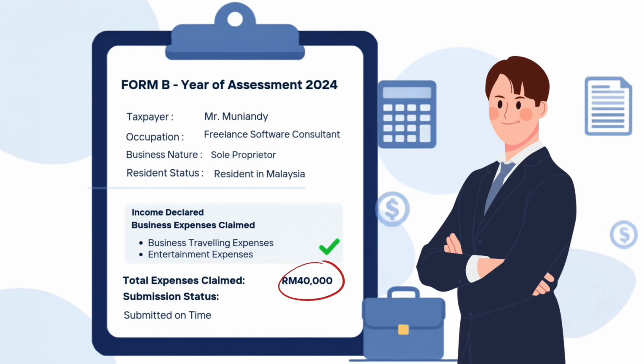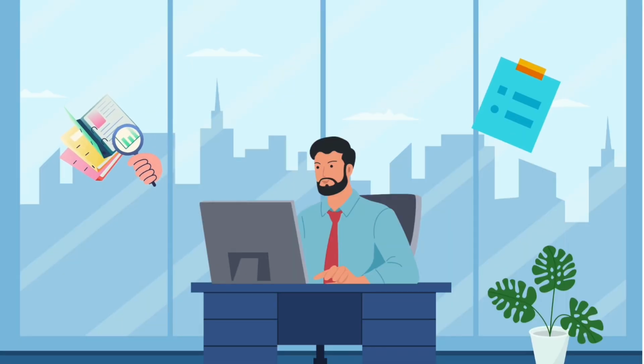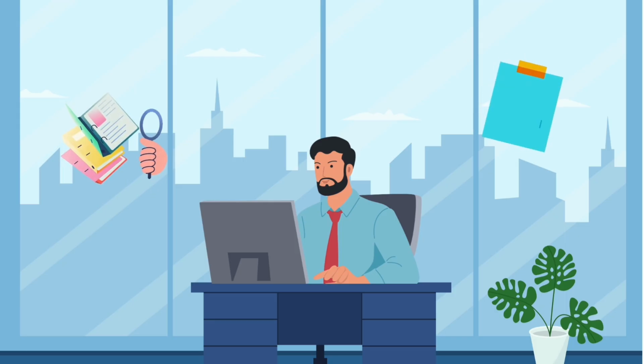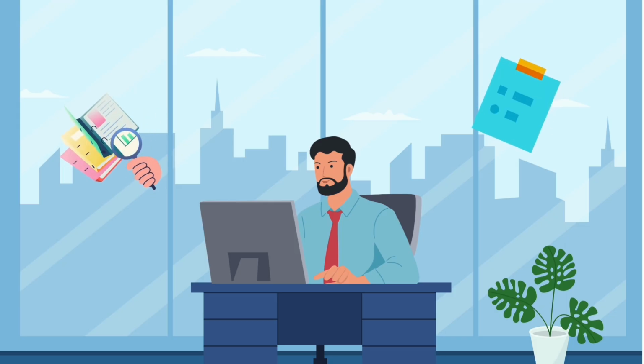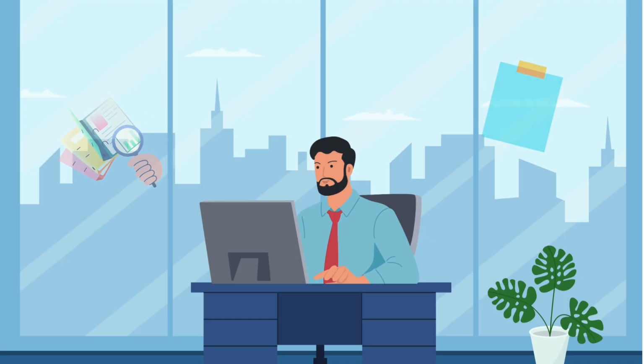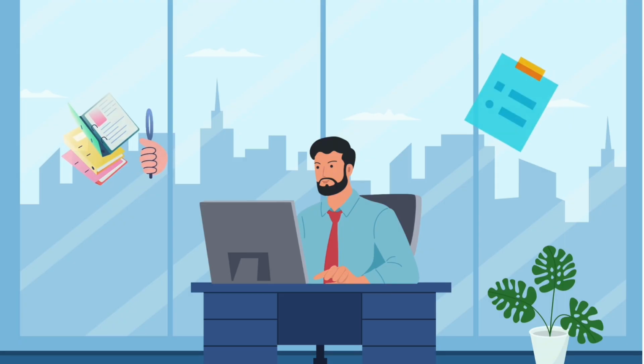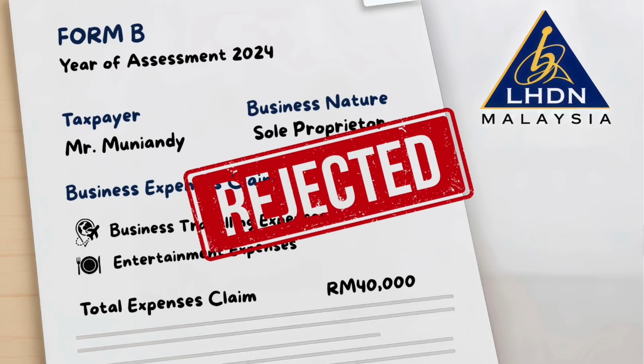He believed that these expenses were deductible because they were incurred for his business activities. Later, the Inland Revenue Board of Malaysia, IRBM, conducted a tax audit to verify Encik Muniandi's expense claims. During the audit, he was requested to provide supporting documents, including invoices, business receipts, and travel logbooks. Unfortunately, Encik Muniandi's 40,000 ringgit expense claim was rejected by IRBM.